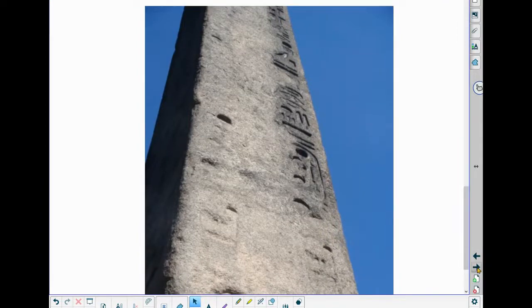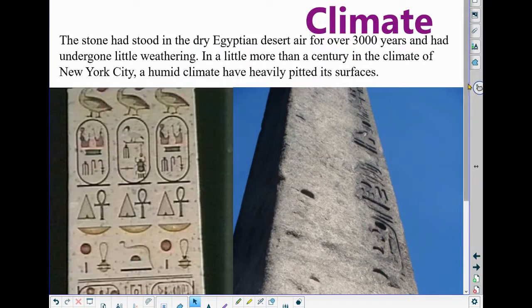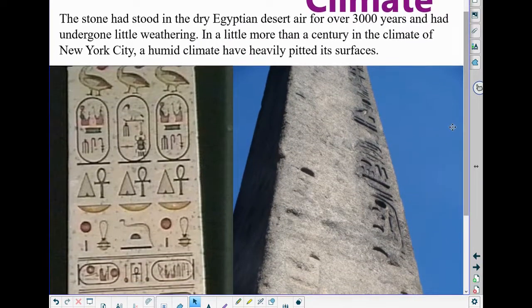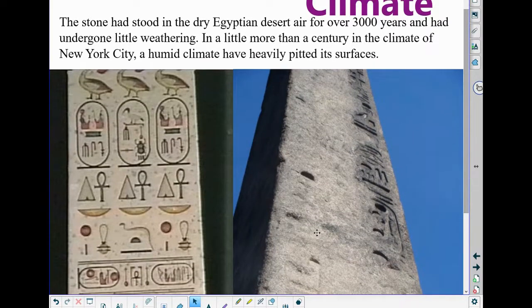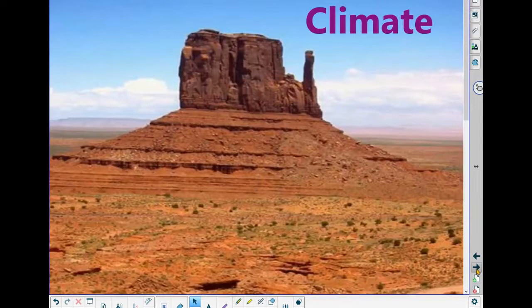Yet, when we look at one that is still in Egypt, we could see how well the hieroglyphics still show up. Over 3,000 years, this obelisk has been around, the one on the left, and we could still clearly read the hieroglyphics. Yet this one on the right, which was brought to New York City and had been there only for a few dozen years, is much more weathered away than the other one. Why? Because of the climate that the obelisk was sitting in. So climate will have an effect on how fast rocks weather.